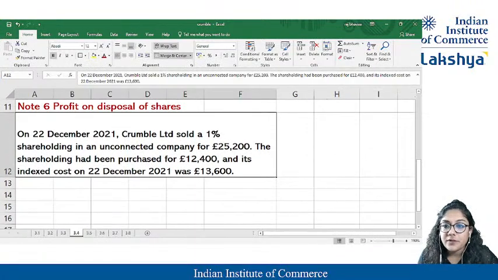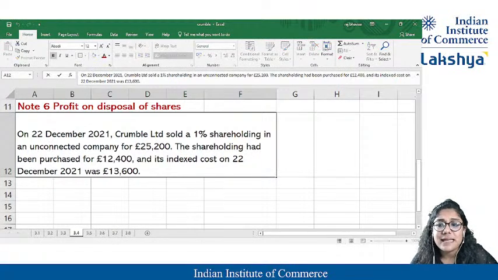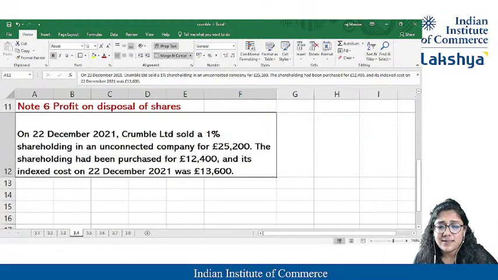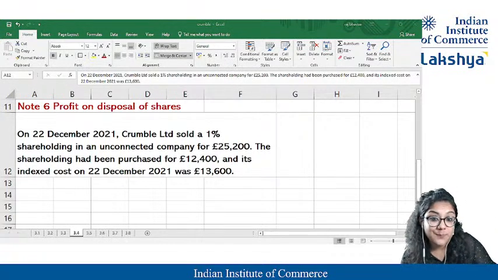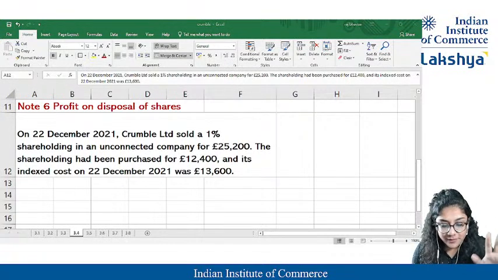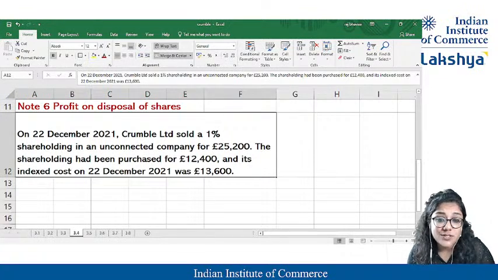Further, profits on disposal of shares. On 22nd December 2021, my company sold 1% shareholding for 25,200. So the company has sold some shares and earned 25,200. The shareholding has been purchased for 12,400, and its index cost is 13,600.